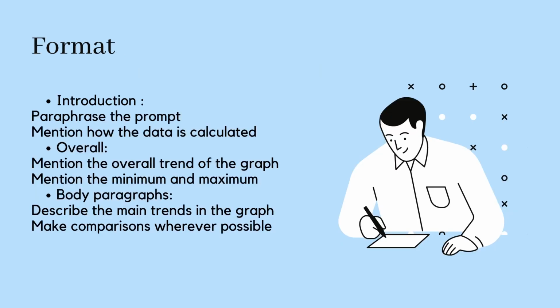So let us recall the format. Firstly, in the introduction, you will paraphrase the prompt and mention how the data is calculated. After doing that, you will leave the space of one line and write the overall. In the overall, you will mention the overall trend of the graph and mention the maximum and minimum data. After writing the overall, you will leave the space of one line and write the body paragraphs. In body paragraphs, you will describe the main trends in the graph and make comparisons wherever possible.